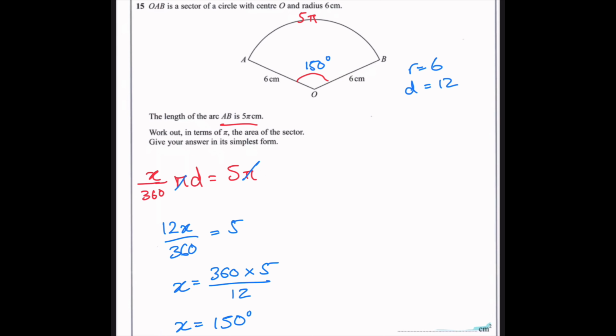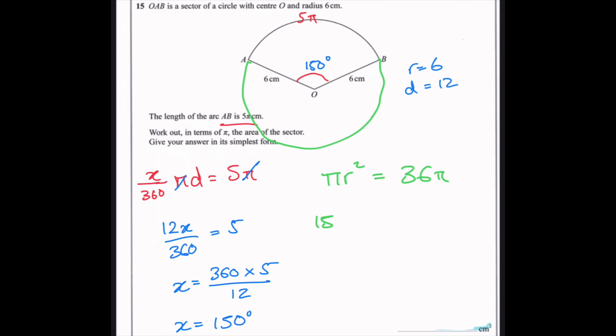Okay, work out the area of the sector. So to find the area, I need to do pi r squared. Pi r squared. And the radius I know is 6. So this is going to be 36 pi. But I don't have a full circle. This would be for a full circle. I have a fraction of a circle. What fraction of the circle, you say?